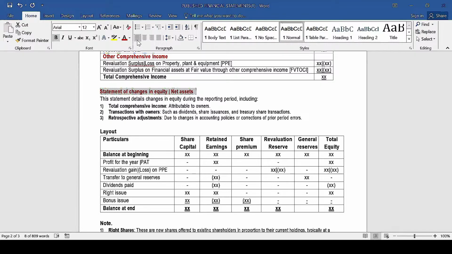And we say equity comprises the share capital and the reserves. And therefore, these are the various components of reserve, that is, components of equity.